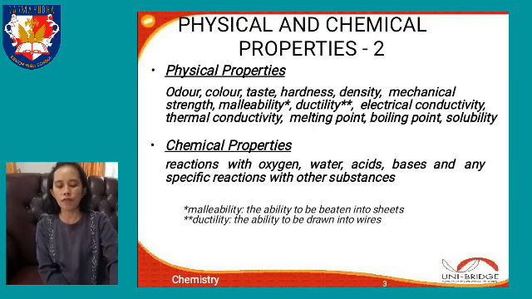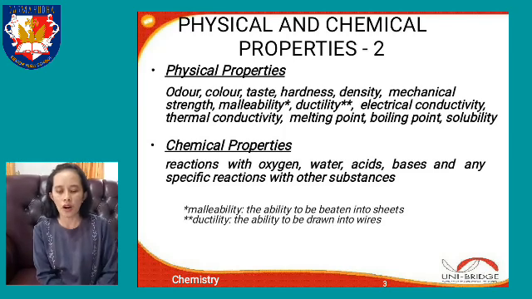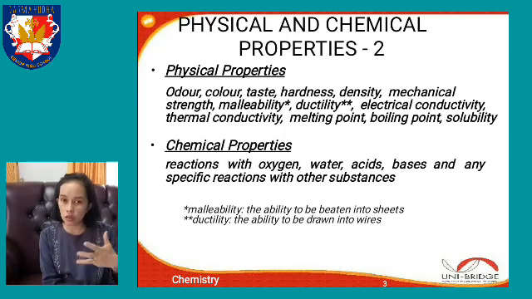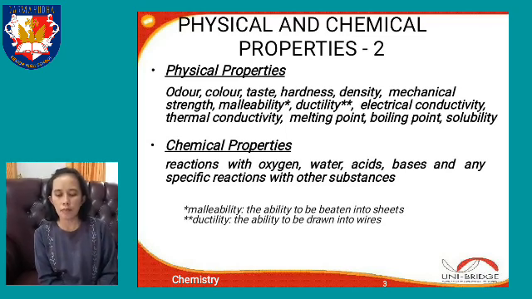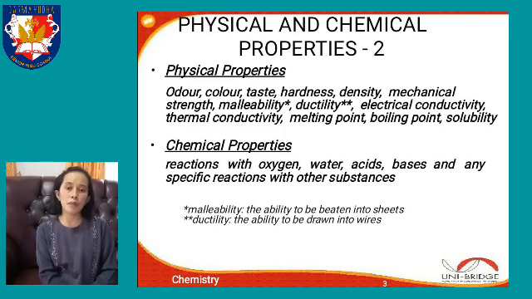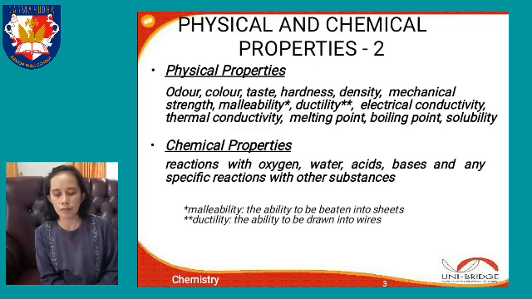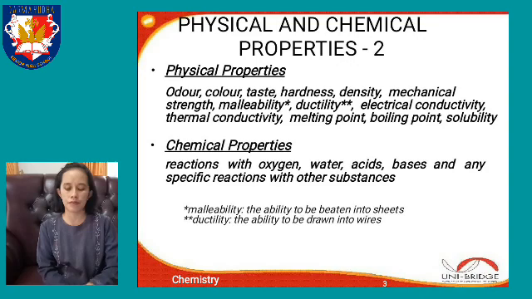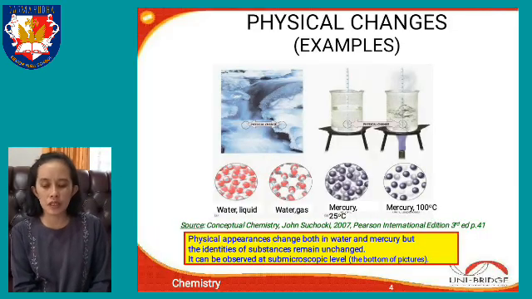Now, the examples of physical properties, you can see in the slide. I will give you some. They are conductivity, and the conductivity is of two kinds: electrical conductivity and thermal conductivity, and also malleability, strength, hardness, density. And examples of chemical properties are reaction with oxygen, water, acid, bases, and any specific reaction with other substances.